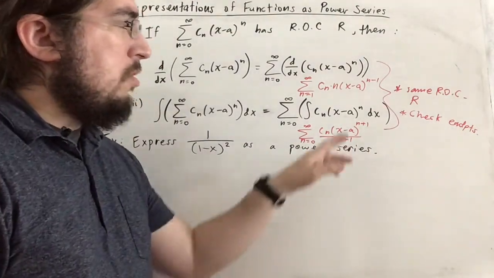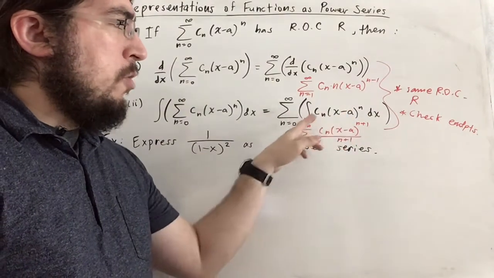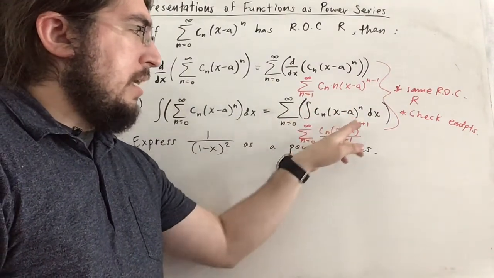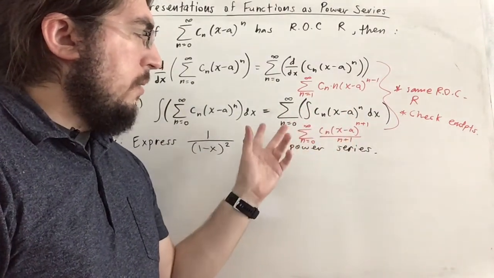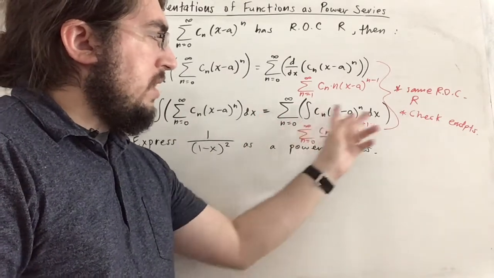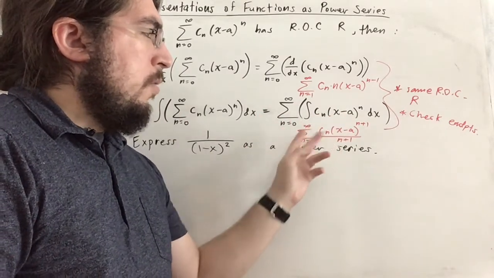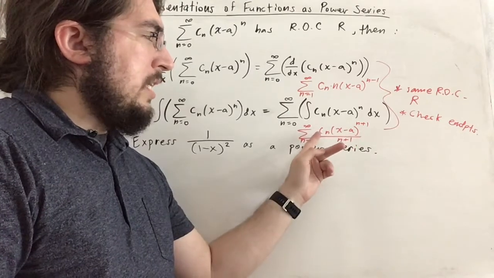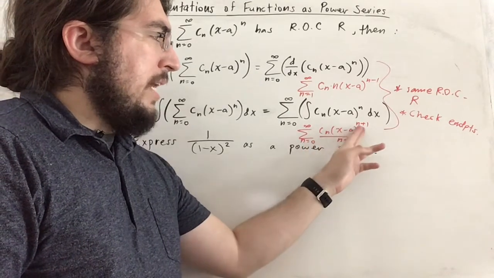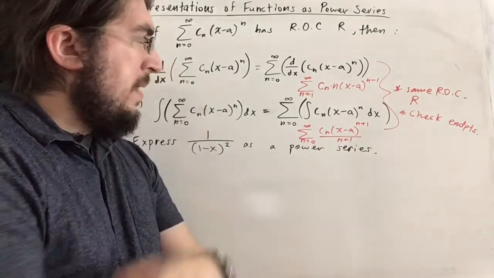When n is equal to 0, think about what's going on. When n is 0, this is just c sub 0. When n is 0 here, you get c sub 0 times x minus a to the 1 over 1.